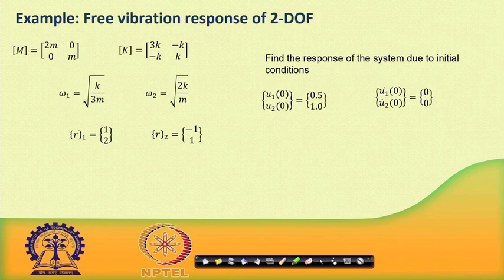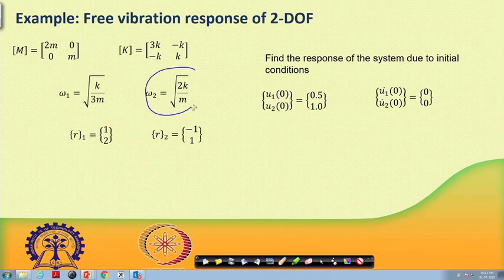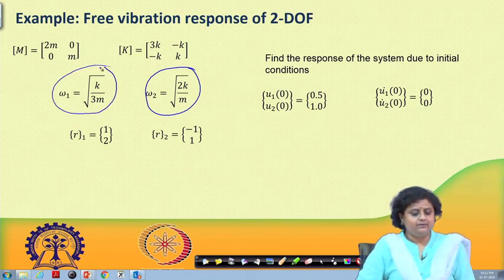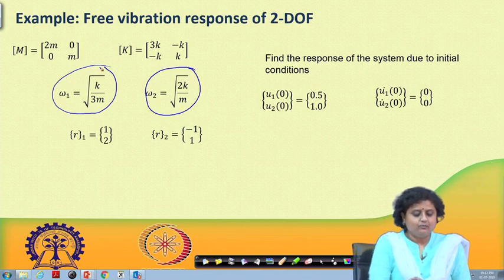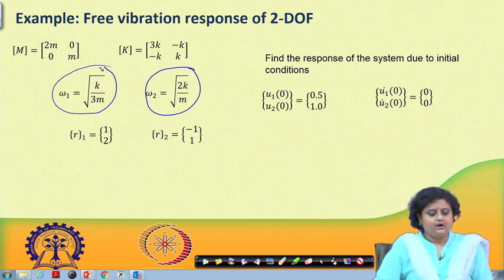The two natural frequencies, which we can of course evaluate from the K and M matrix, but just to shorten the problem, we have already given the value of the two natural frequencies omega 1 and omega 2, as well as the two mode shapes. However, the mode shapes are not mass normalized.